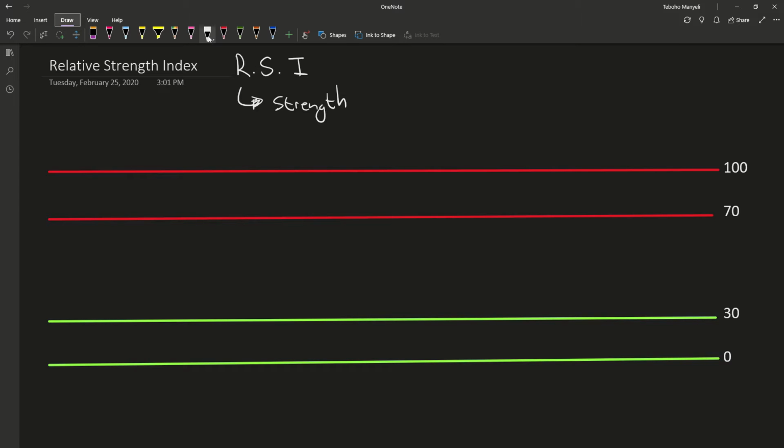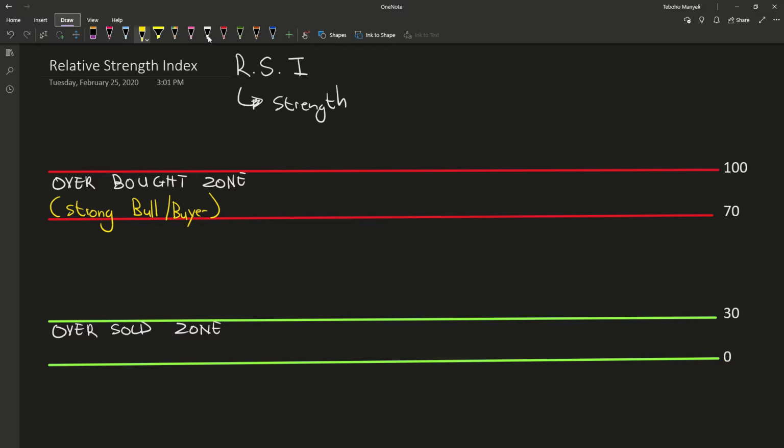The section on the top in red between the 70 and the 100 is known as your overbought zone. The section at the bottom in green between your 30 and 0 is known as your oversold zone. And what it simply means, overbuying means that there's too many buyers. So that should indicate what type of strength. It should indicate that you've got extremely strong bulls or buyers in this market.